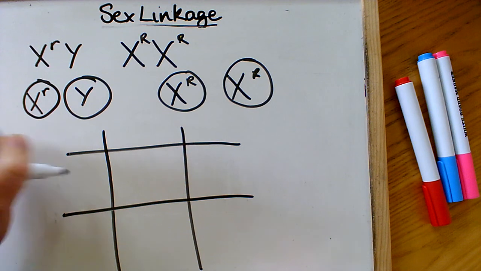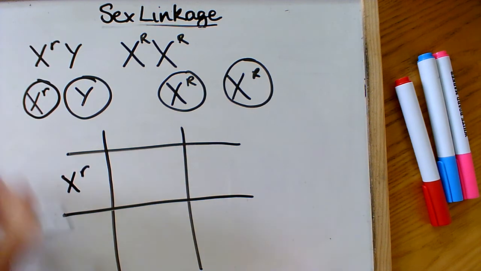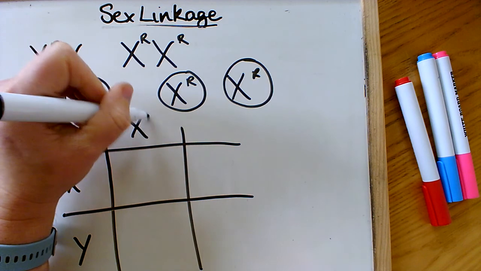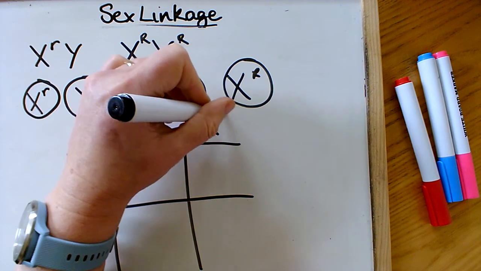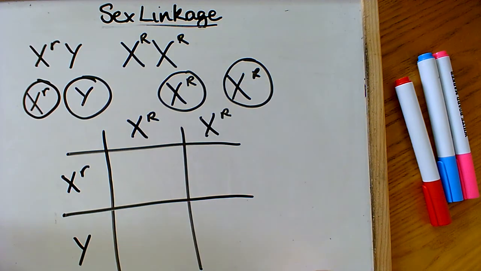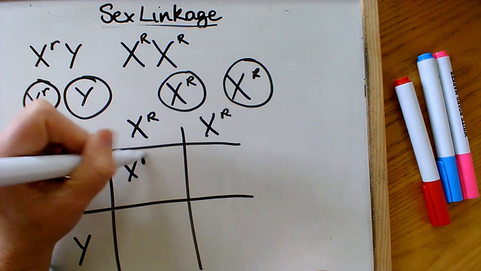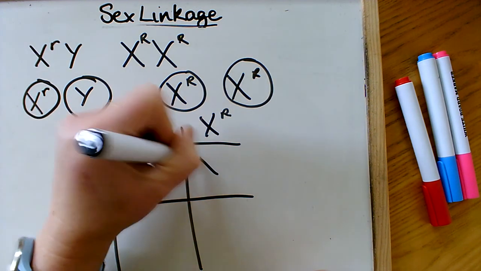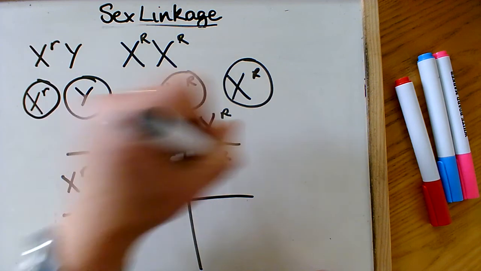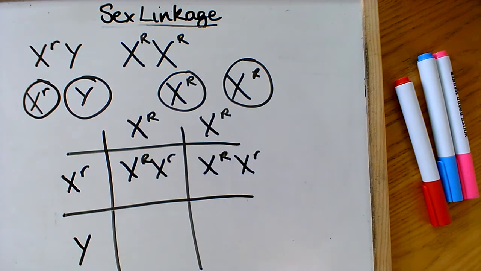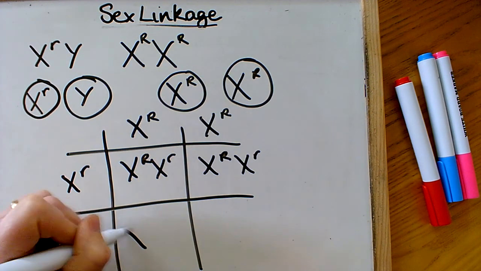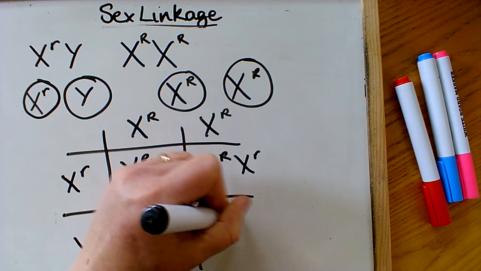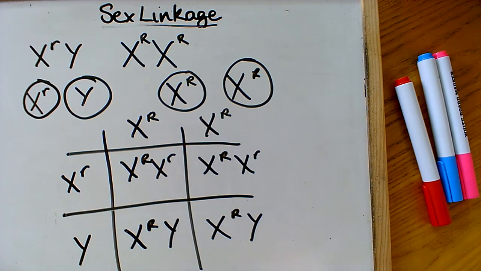Let's put her at the top and Mr. Belcher down the side. So there is his X little r and a Y, and here is her X big R, X big R. Recombine them and we can see that we've got X big R, X little r. Those two are the same. And then we've got X big R, Y, and X big R, Y.